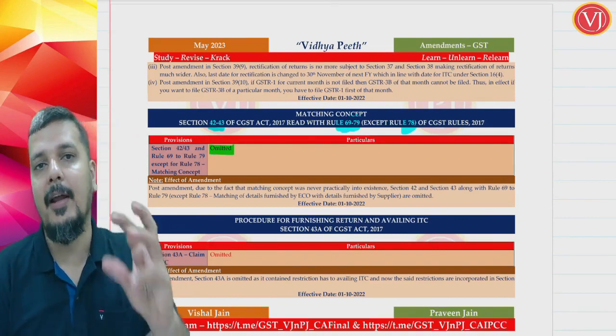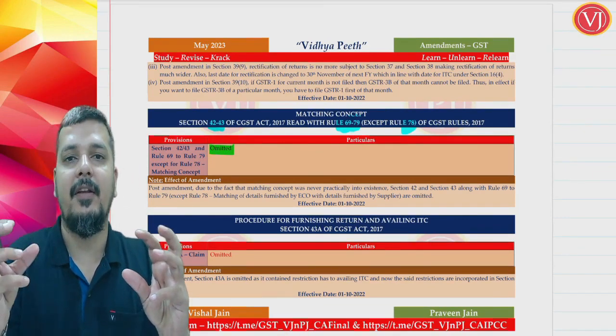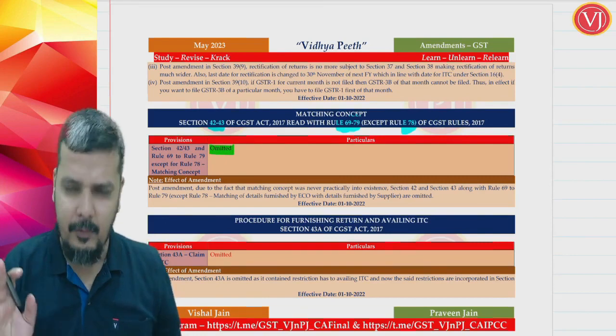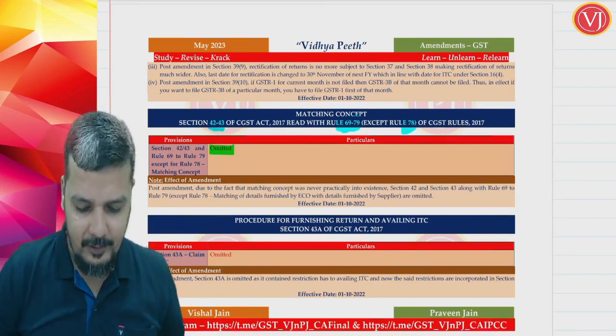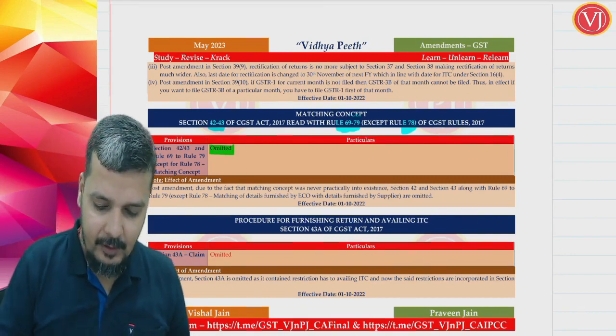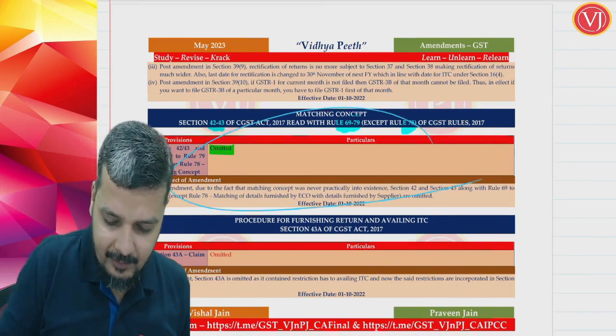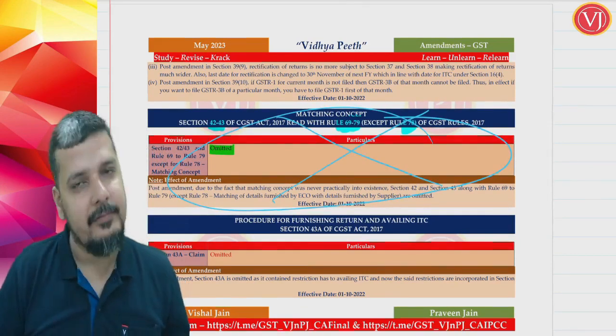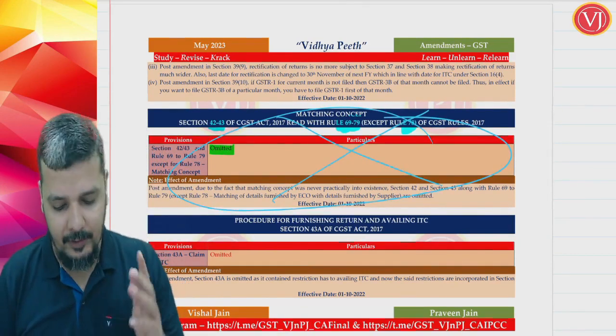of the details given by the electronic commerce operator and that of the supplier who is supplying through the e-commerce operator. That was there, matching was there, and it is still there in the provisions as well. So the rest doesn't make any sense. It was not at all there. Only theoretically it was there, now it is removed.